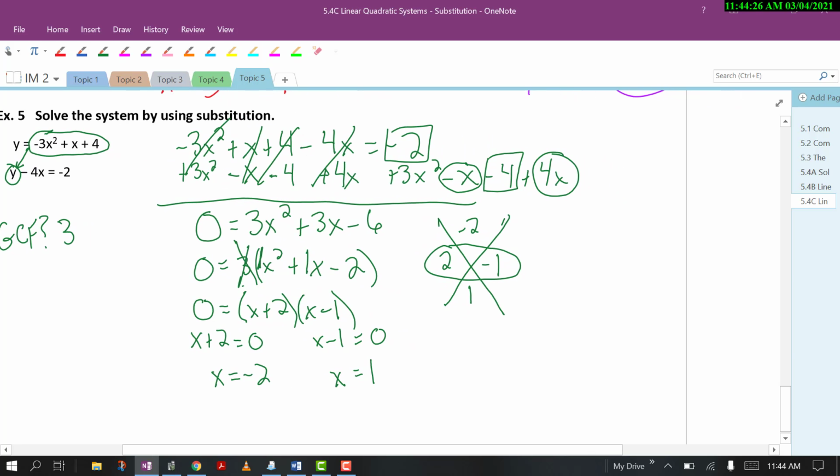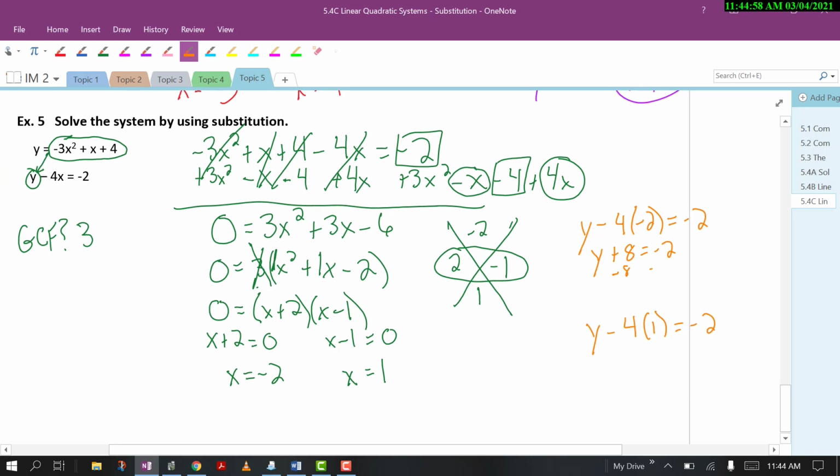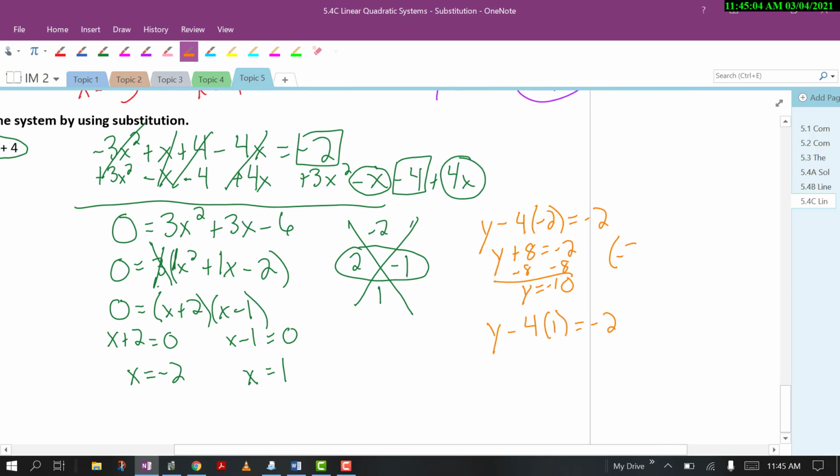So last step is to substitute those in for x. And you can use either equation. I'm not sure either one of them is super nice, but we'll do the second one because there's less terms. Y minus 4 times negative 2 equals negative 2, and y minus 4 times 1 equals negative 2. So that's y, negative 4 times negative 2 is a positive 8, equals negative 2. We're going to subtract 8 from both sides, so y equals negative 10. So we have negative 2, negative 10, one solution.